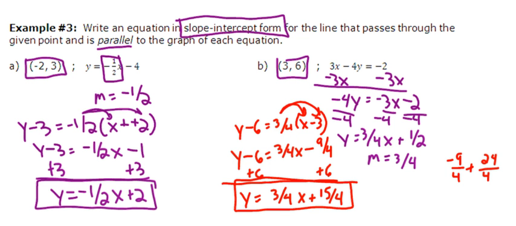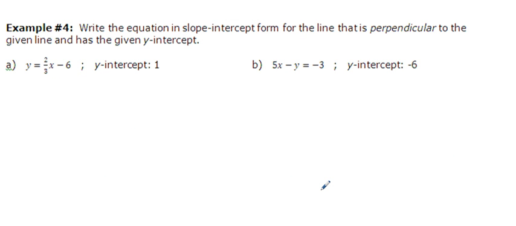Right? Even when you have fractions, the process is still the same. So let's look at another example. This one says write the equation in slope-intercept form for the line that is perpendicular to the given line. So perpendicular, you have to be careful. Perpendicular does not mean same slope, right?